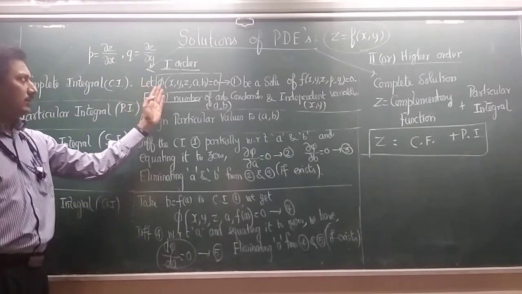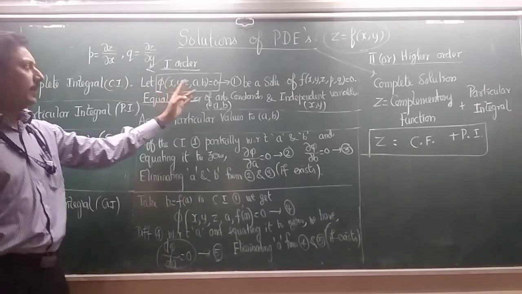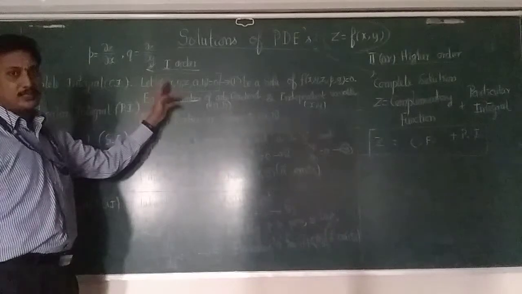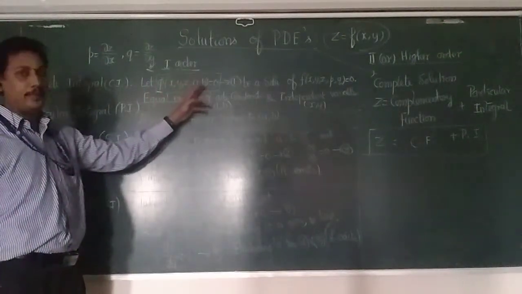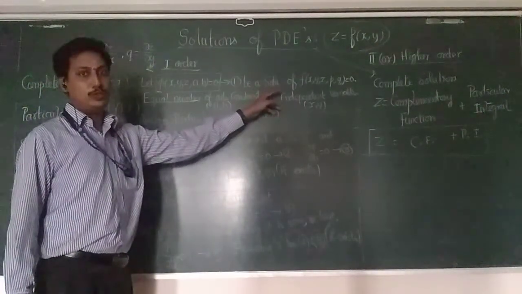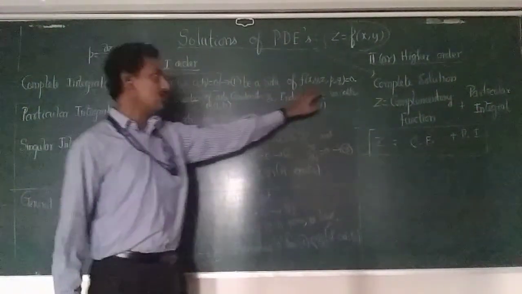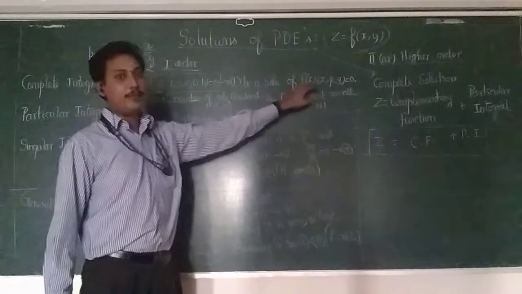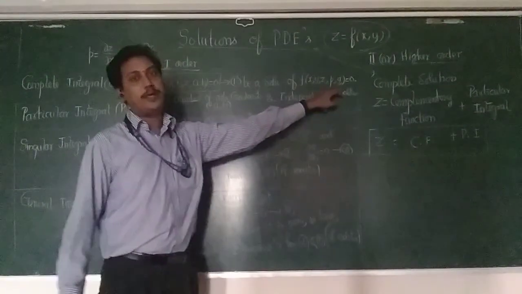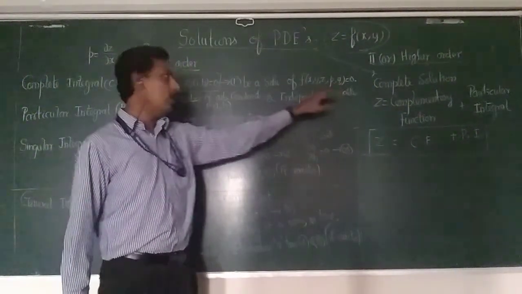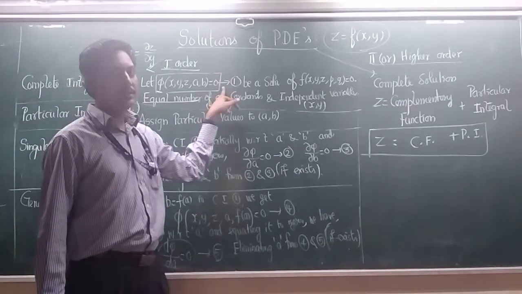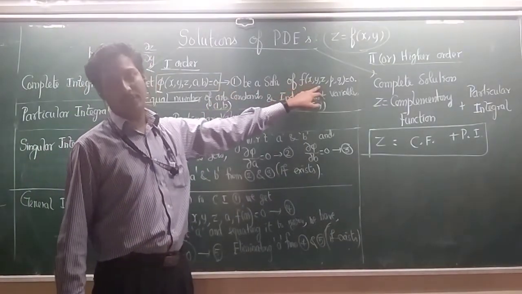Let phi of x comma y comma z comma a comma b equal to 0 be a solution of the given first order PDE f of x comma y comma z comma p comma q equal to 0. What are p and q? First order partial derivatives. So let us assume that this is the solution of this partial differential equation.